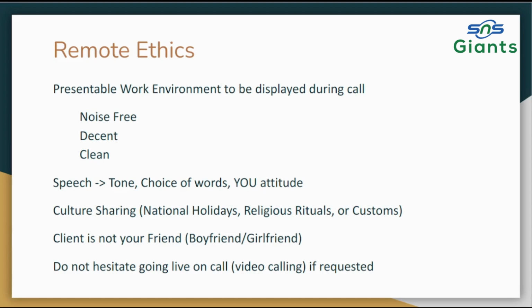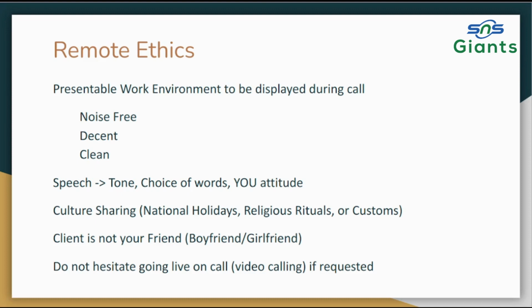So let's move on and discuss some remote ethics. For me, at least, one should have a presentable work environment to be displayed while you're on call. That is, it should be noise free, it should be decent, it should be clean. And then while you're on call, your tone should be okay, your choice of words should be the best, and you're going to present yourself with your attitude so that you understand what the problems of the client actually are and what they need from you.